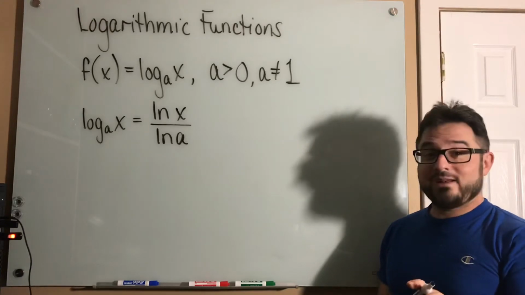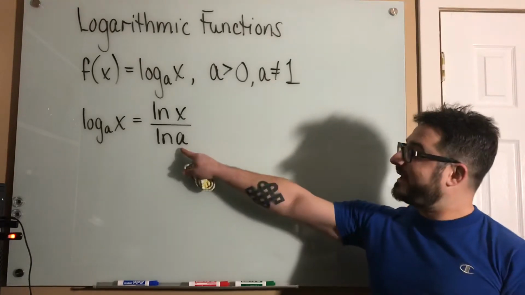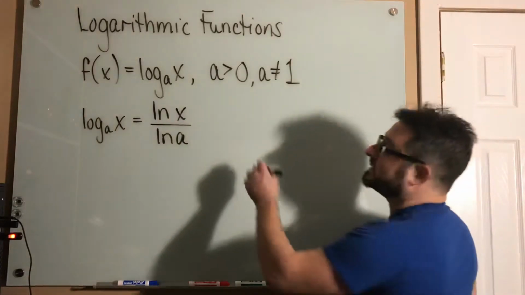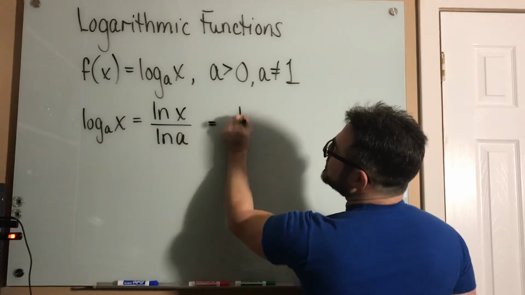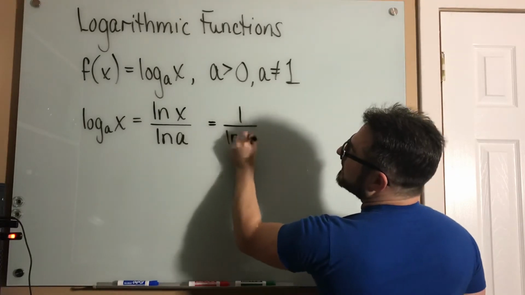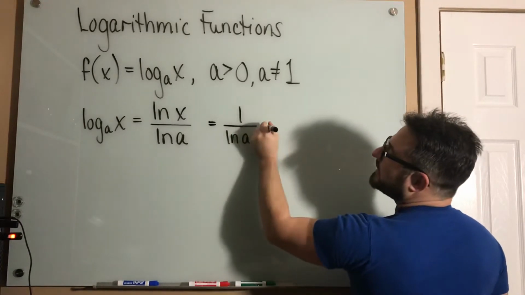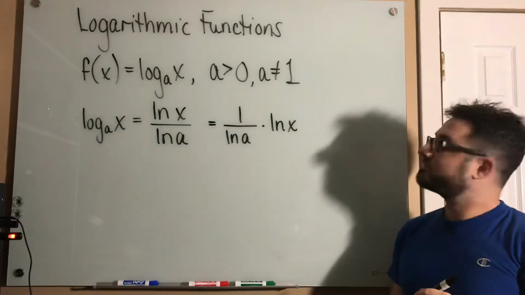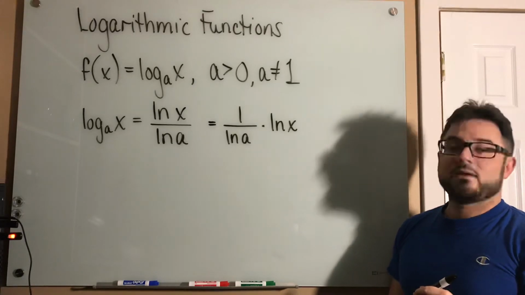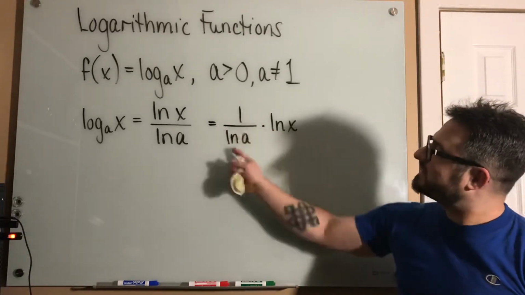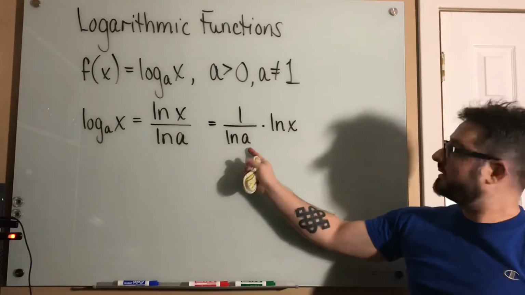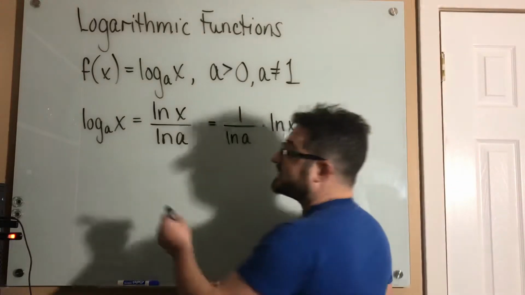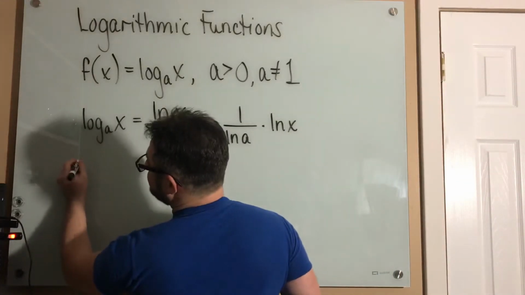But again, what we need to realize is that a is a constant, which means the natural log of a is also constant. So I'm going to choose to write this as 1 over the natural log of a times the natural log of x. That way we have an entirely isolated constant factor, and then the natural log, which we already have the derivative of. So this is actually quick and very easy.